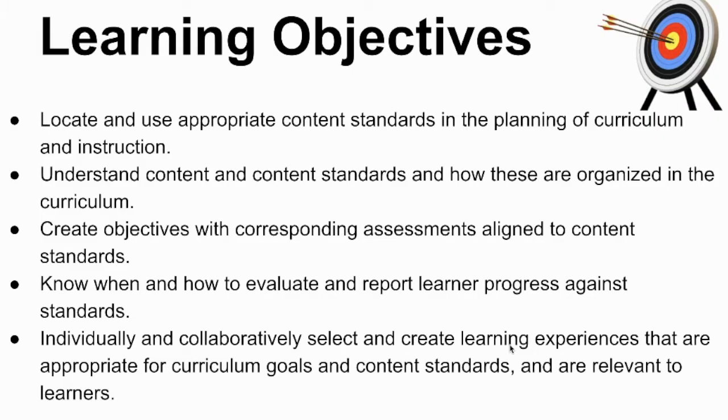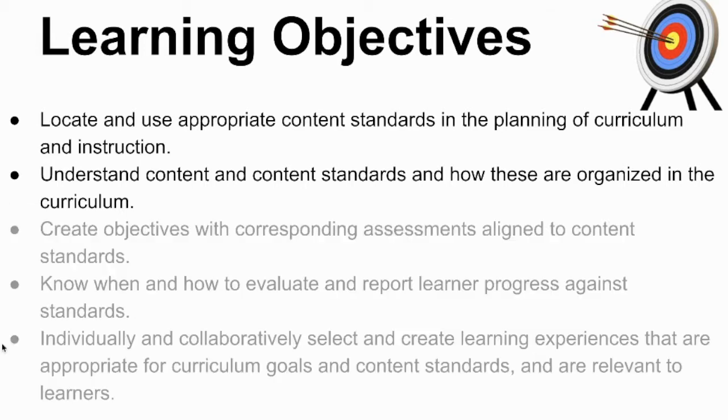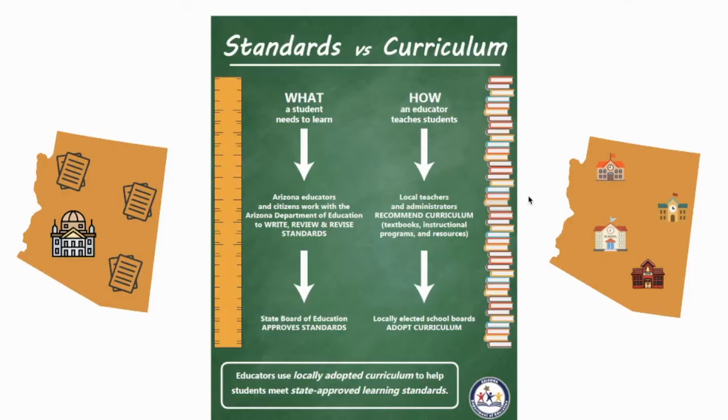Now we have a number of learning objectives that are tied to our understanding of curriculum standards. Let's start with the first two. We need to be able to locate and use appropriate content standards in the planning of curriculum and instruction. We also need to understand content and content standards, as well as how these are organized into our curriculum. It's important to understand the difference between standards and curriculum. So let's take a look at how this works at a state level.